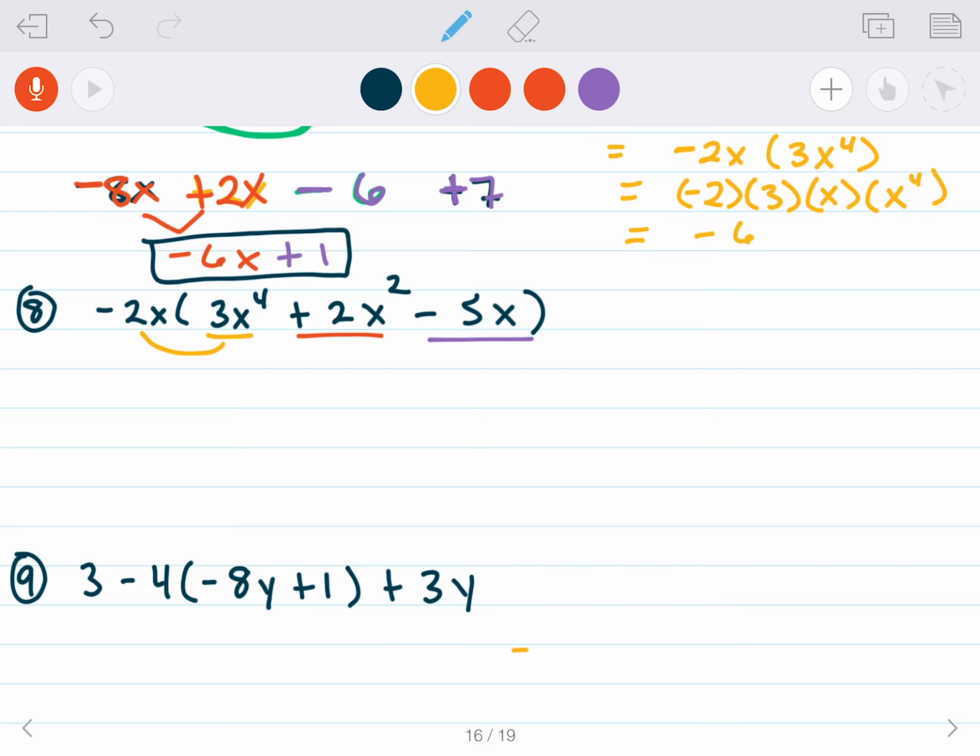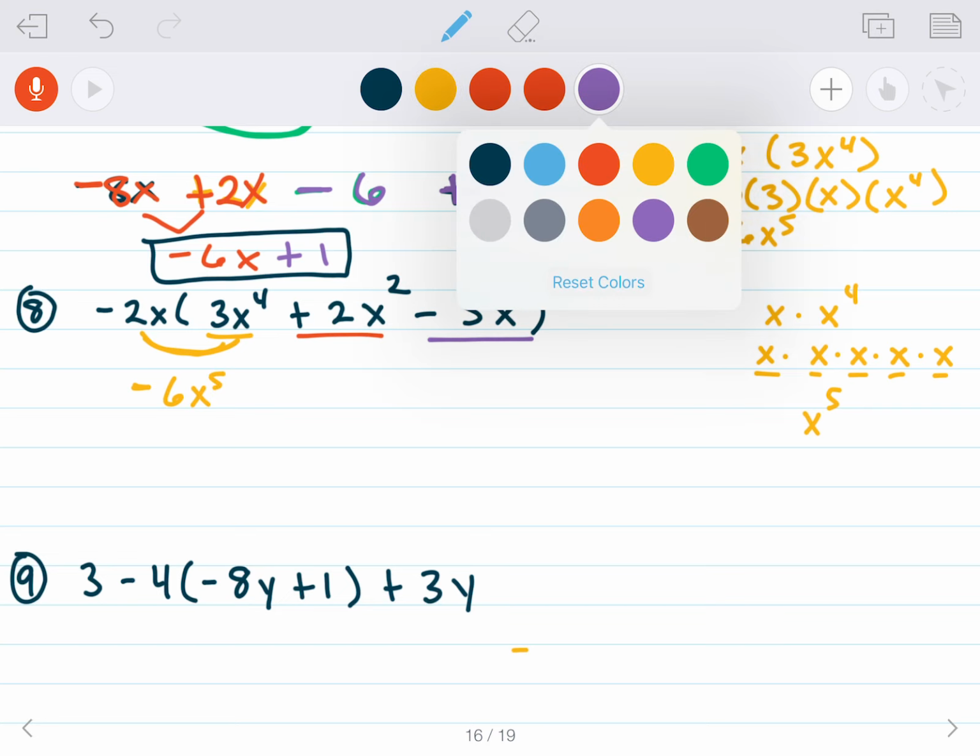X times x to the 4th. Think about it. X times x to the 4th is x times x 4 times, right? And how many x's do we have? 1, 2, 3, 4, 5. So that's x to the 5th. So this is negative 6x to the 5th. So negative 2x times 3x to the 4th is negative 6x to the 5th.